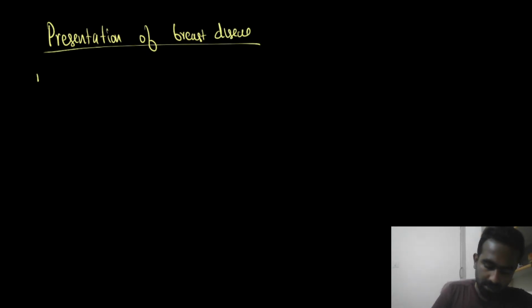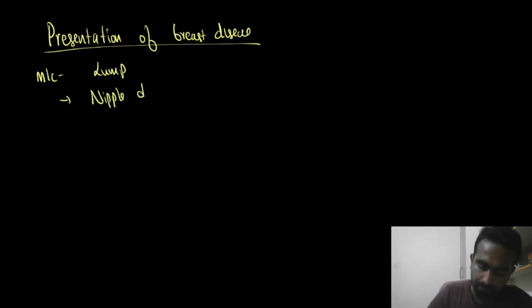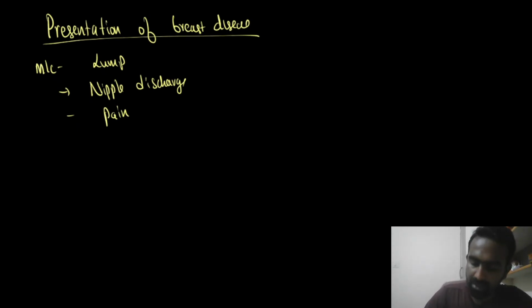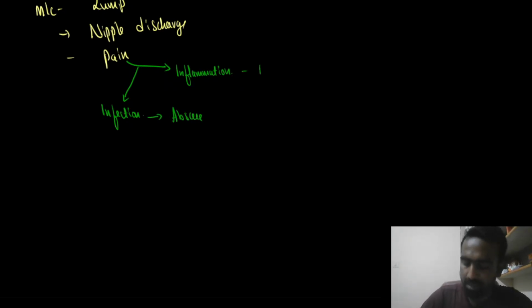What is the most common symptom? The most common symptom will be a lump in the breast, which can sometimes also be nipple discharge, or sometimes pain. If there is pain, what are the two conditions you should suspect? One is infection, or there is inflammation. So it can be an abscess or a mastitis.